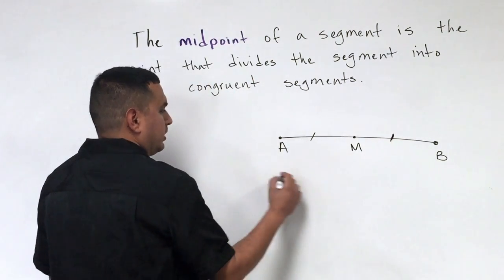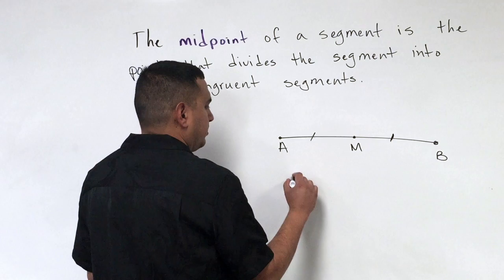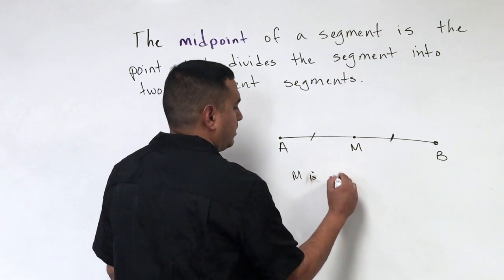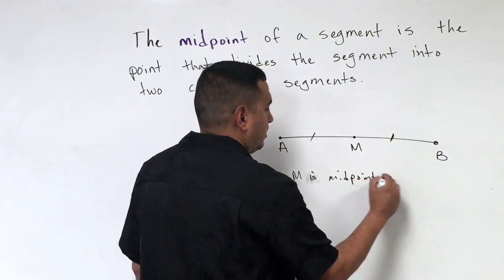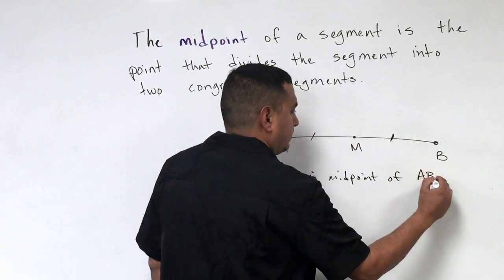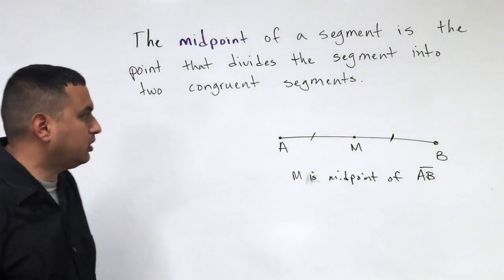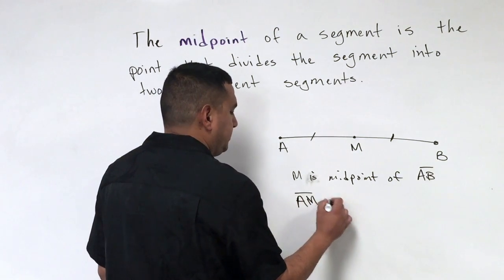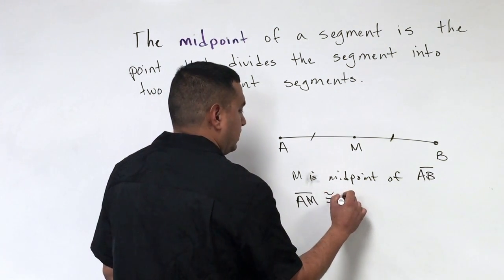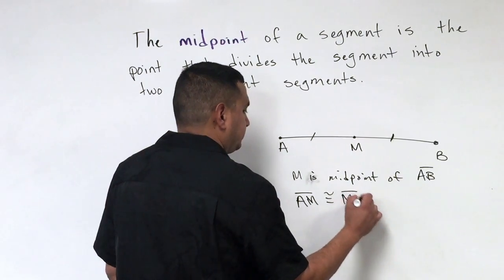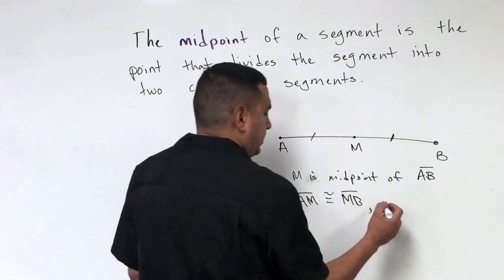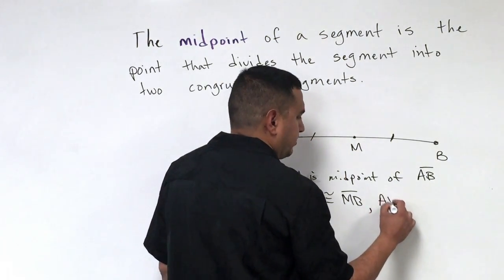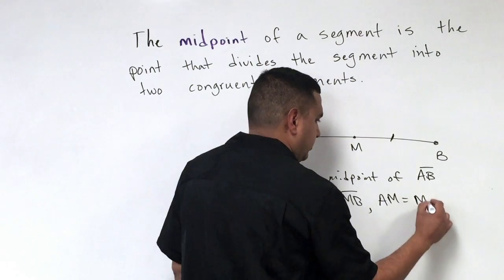This tells you that M is the midpoint of segment AB. Now, what this also means is that segment AM is congruent to segment MB. And then, kind of what we talked about the other day as far as congruent segments, that means that the distance from A to M is equal to the distance from M to B.